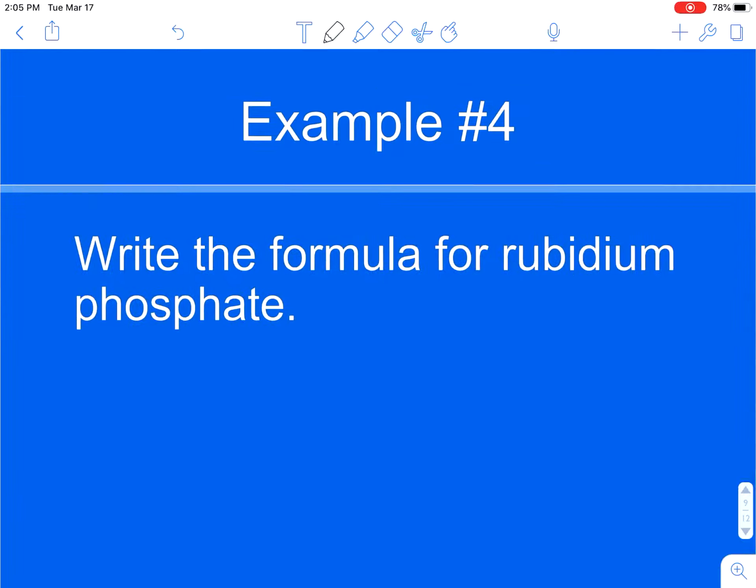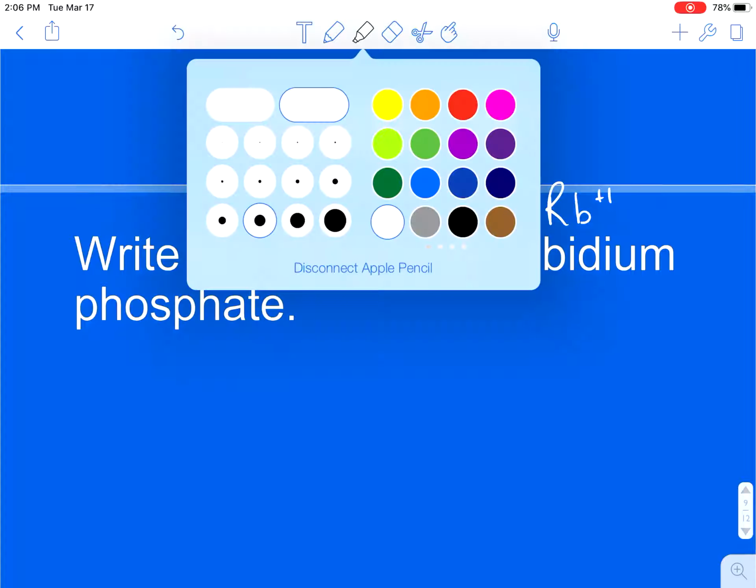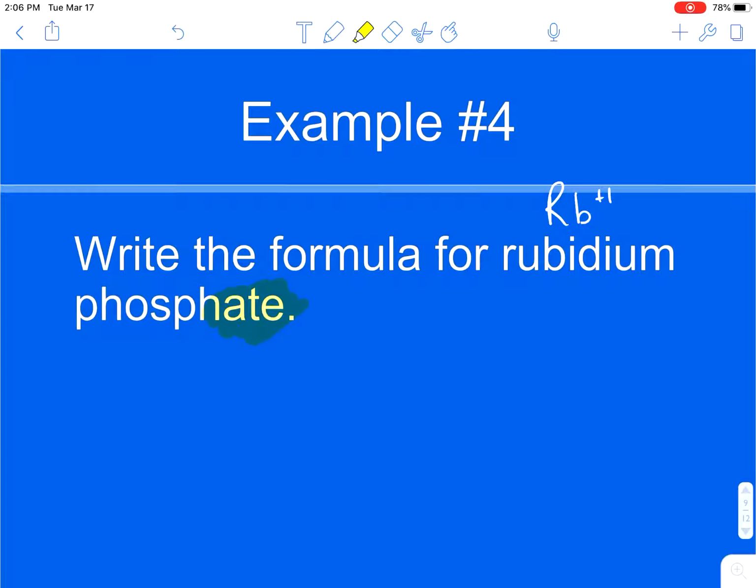All right. Another example would be rubidium phosphate. So again, you'd have to go onto the periodic table. You would find out that rubidium is a Rb+1. Phosphate, notice that ending, the ATE ending here, right? That tells us it's on the back of the periodic table. That tells us it's a polyatomic. So if you go to the back of the periodic table, you'll find that phosphate is PO4 with a -3 charge.